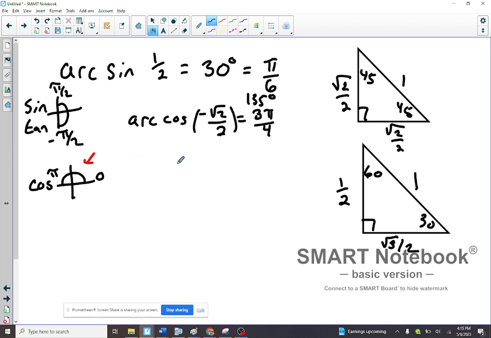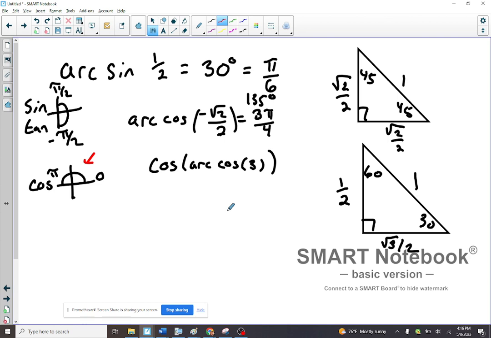Okay, so let's say you had something like this: arc cosine of 3. Let's first look at this. Think about this. Cosine theta, can it ever give you an answer of 3 in the unit circle? No. Why not? I'm going to say you're correct, but why not?